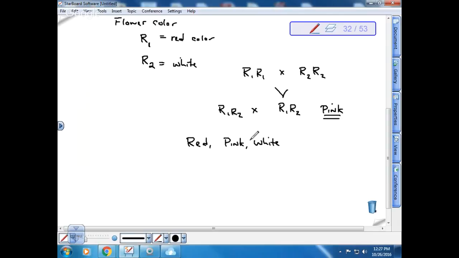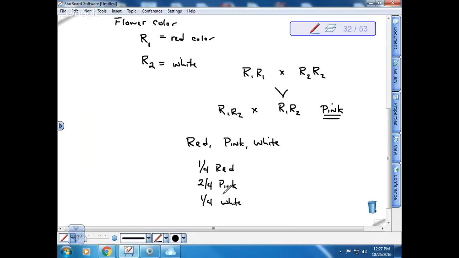Variation is really important. If you did the Punnett square, you could do it just like we did the Punnett square with complete dominance. You would actually get 1/4 red, 2/4 pink, and 1/4 white. So it's actually a 1 to 2 to 1. It's not a 3 to 1, it's a different ratio, okay? So that is incomplete dominance.